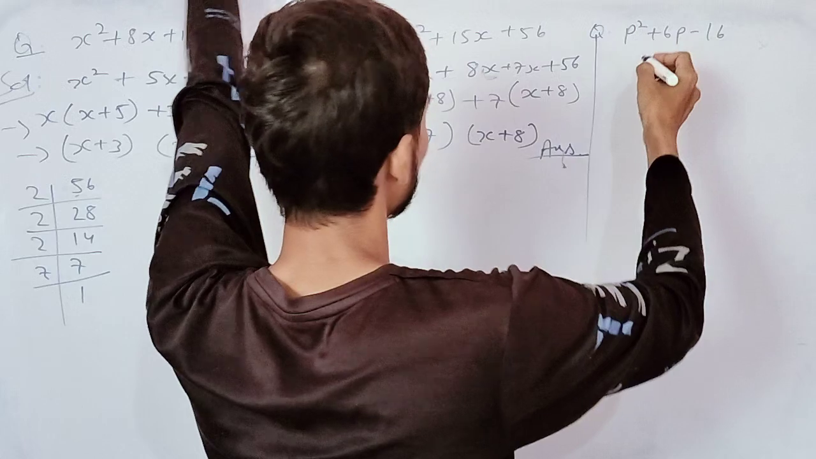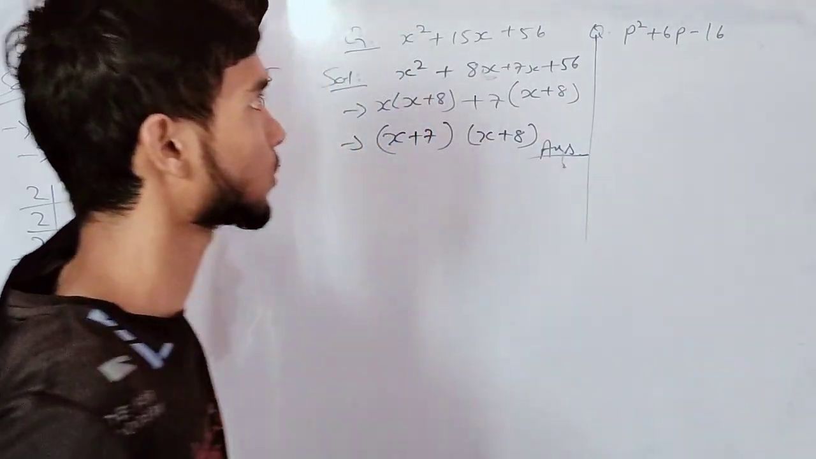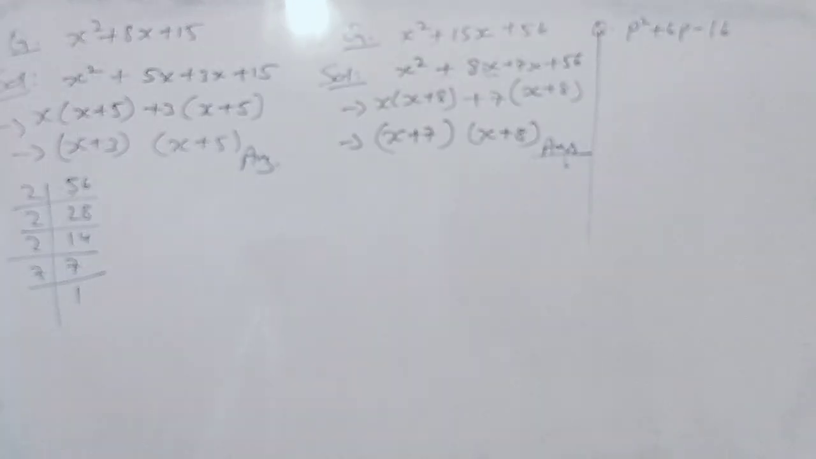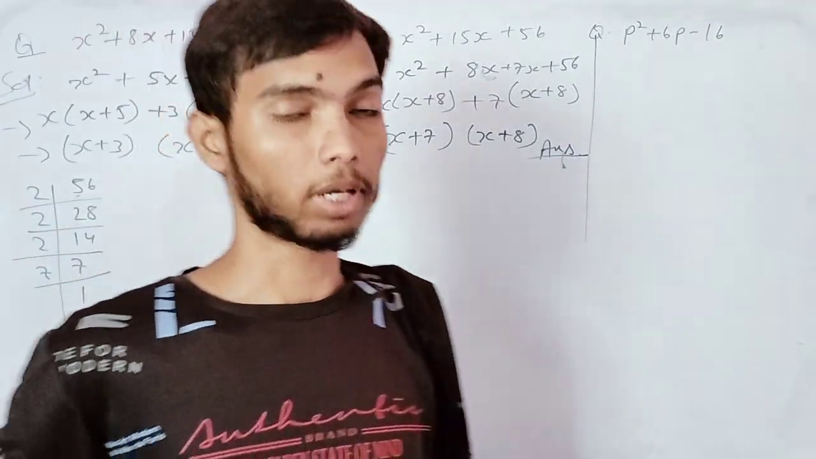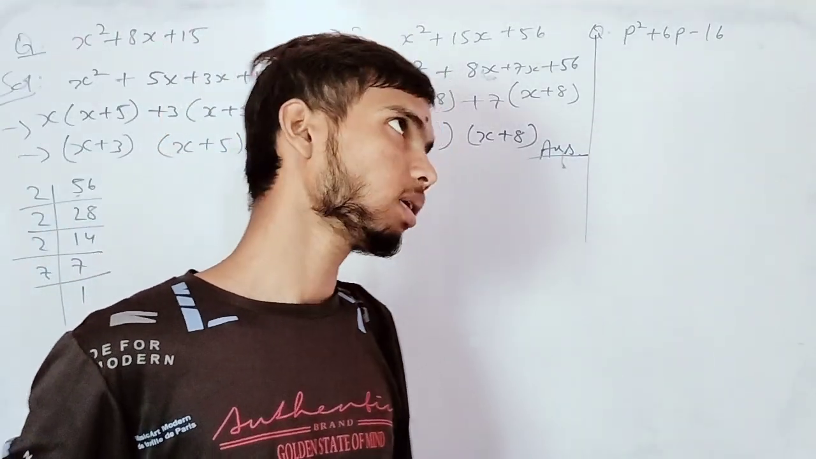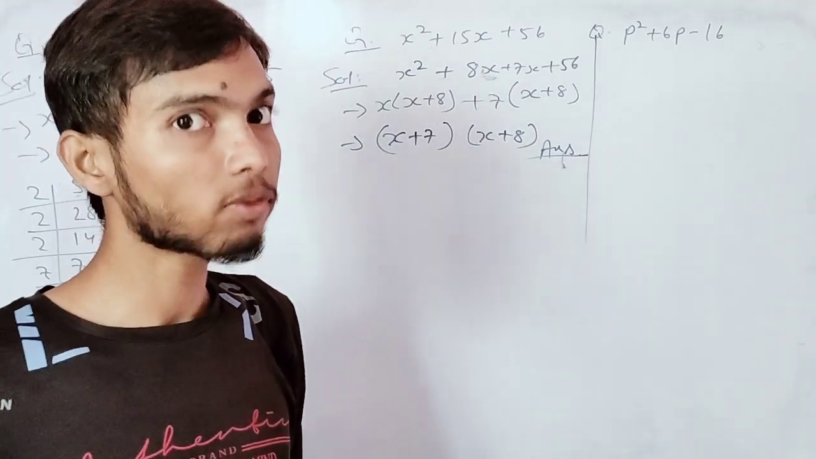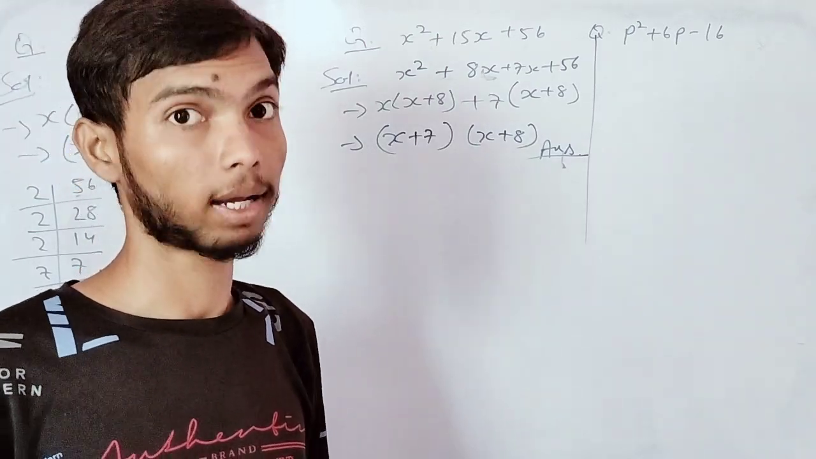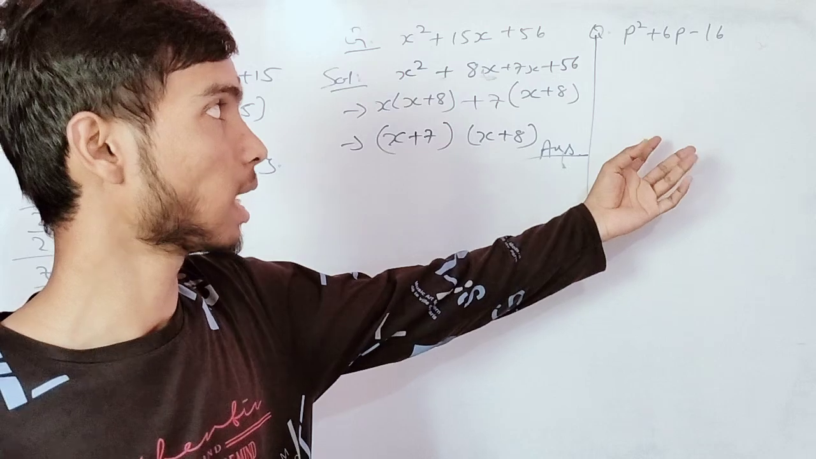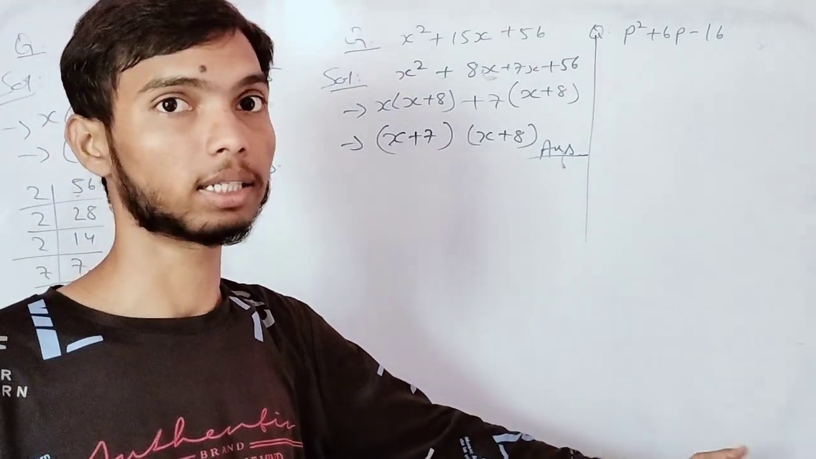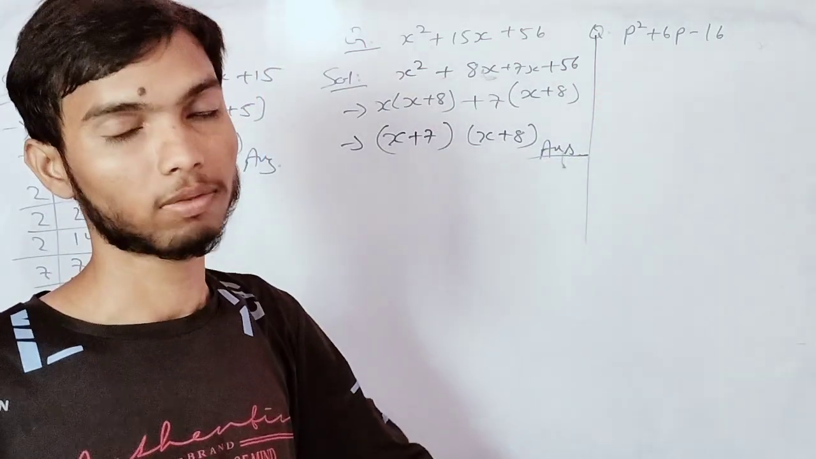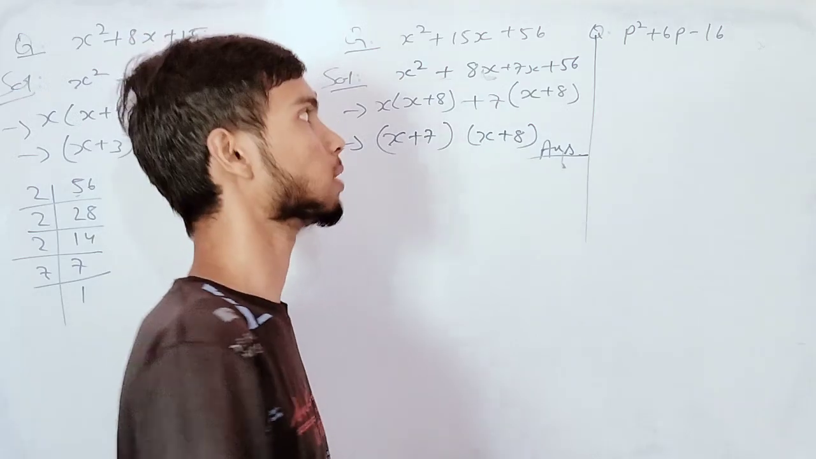In this question again, p square plus 6p minus 16. p square is the perfect square of p. 16 is the perfect square of 4. But if you are able to apply an algebraic identity, then you can see. After applying algebraic identities, if you are not able to solve, then just use a splitting method.